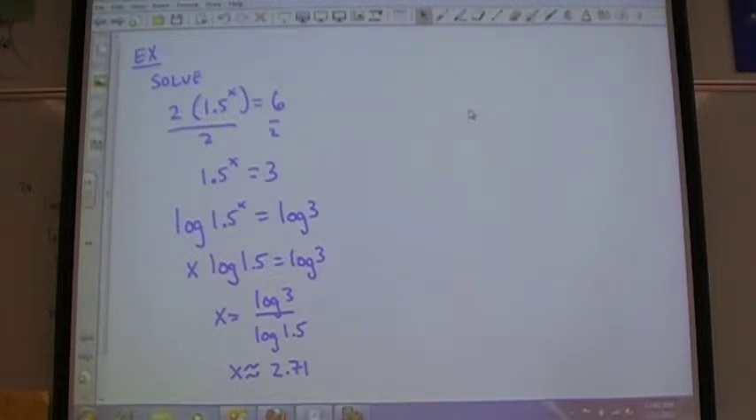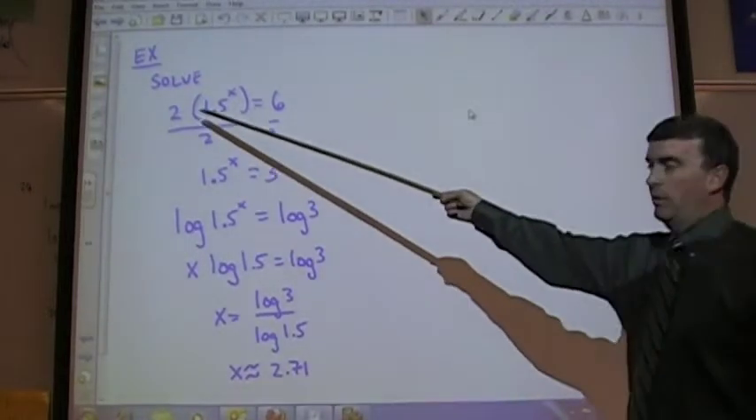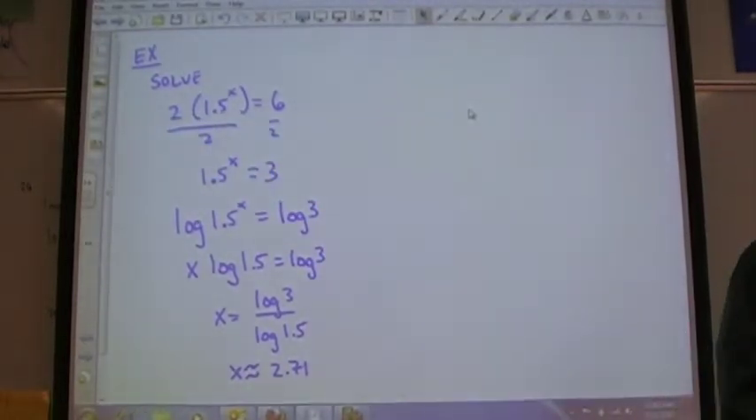So the only thing new here in this example is you have a number in the front that you have to get rid of. Did you get it? 2.71? Who tried it? Get 2.71? Okay, good. Log 3 divided by log 1.5. Isn't that just log 2? All right. Moving on.